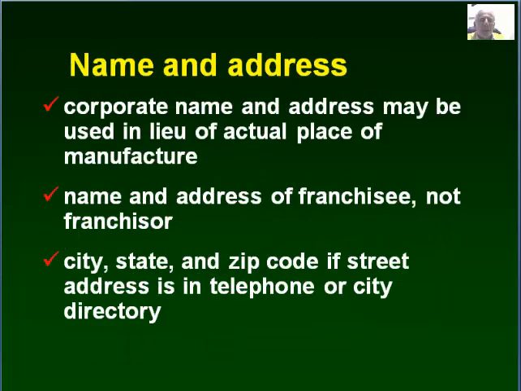Corporate name and address may be used in lieu of the actual place of manufacture. So if a company has several plants, say throughout the United States, where it's making a particular product, but they have a corporate headquarters, they actually may use the address for that corporate headquarters rather than the actual manufacturing plant for that particular product. The name and address of the franchisee, not the franchisor. City, state, and zip code if the street address is in the telephone or city directory.